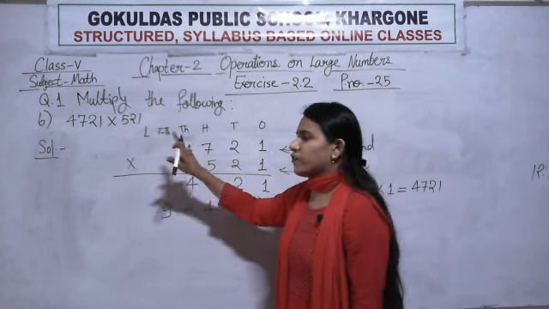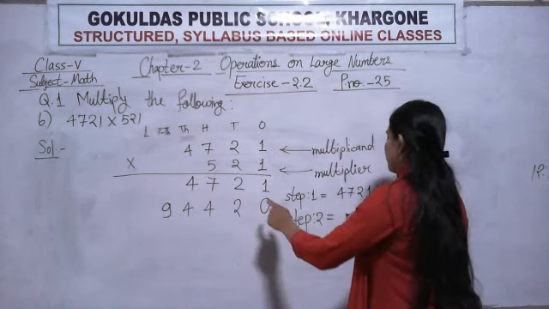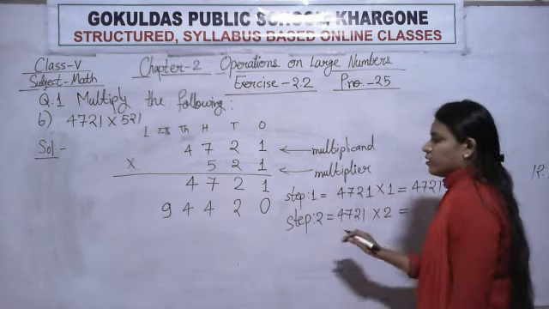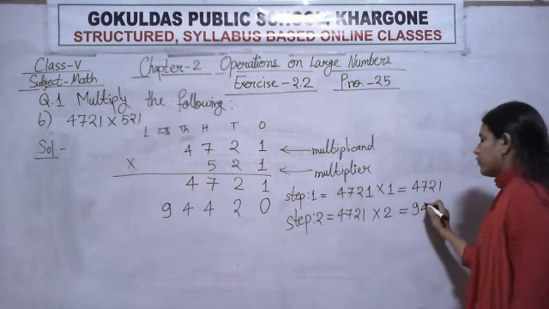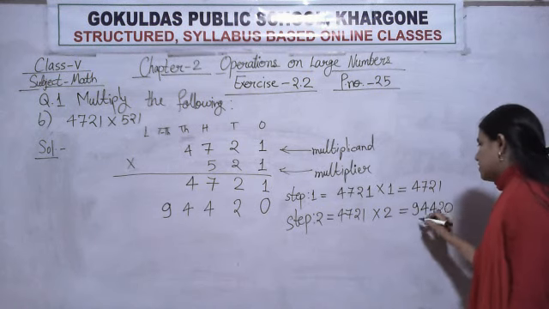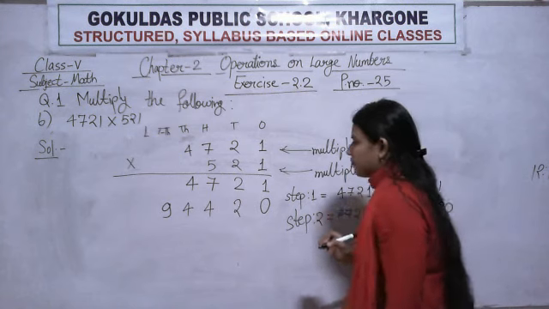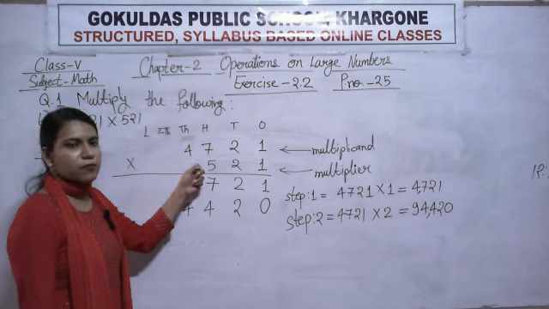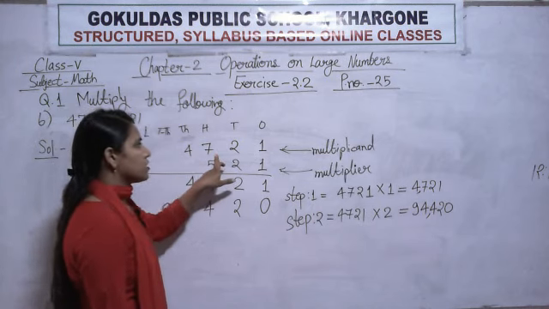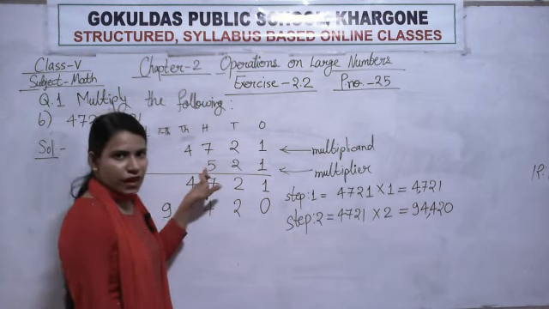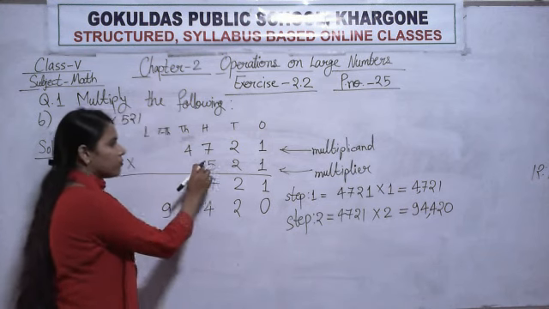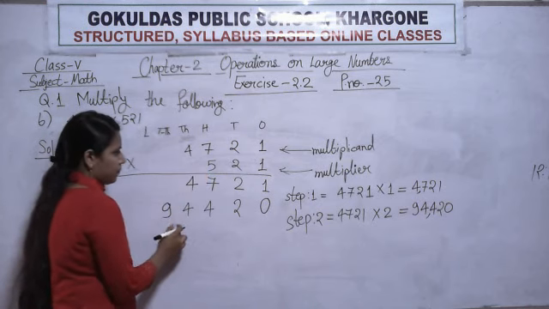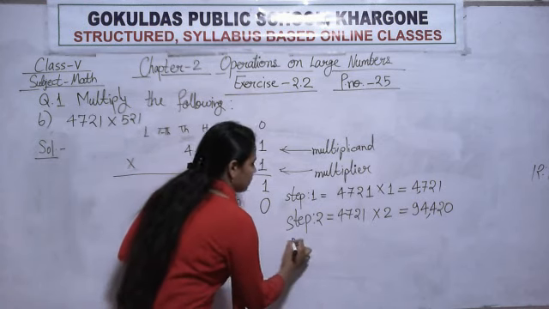So in the second step, we have multiplied 4721 by 2. What we got is 9,420 as our answer. It was step 2. Now in the next step, step 3, you will multiply 4721 by 5. So start multiplying.